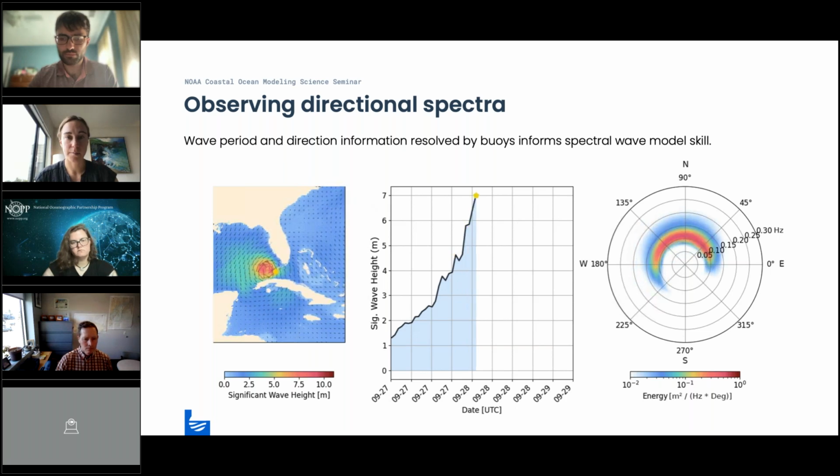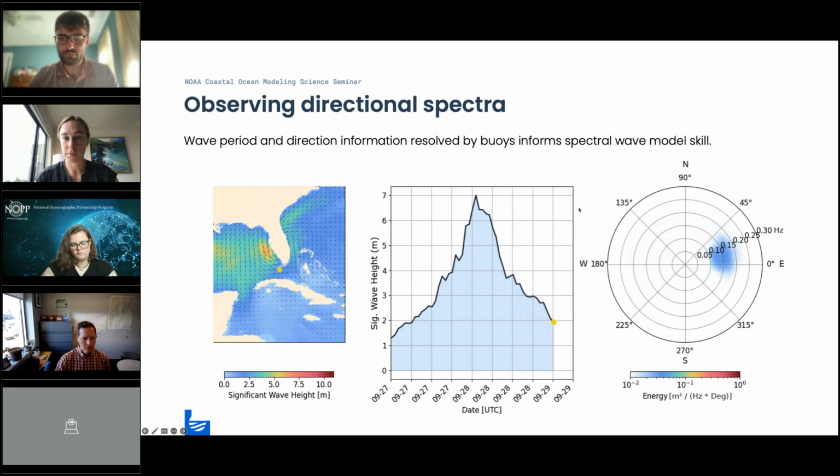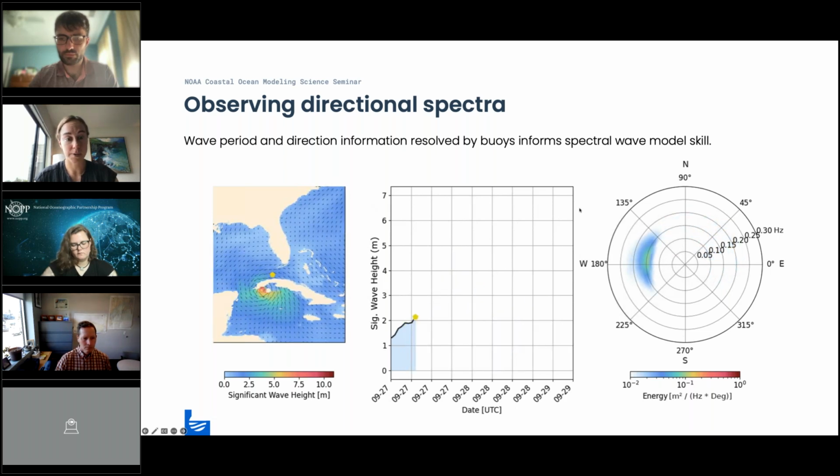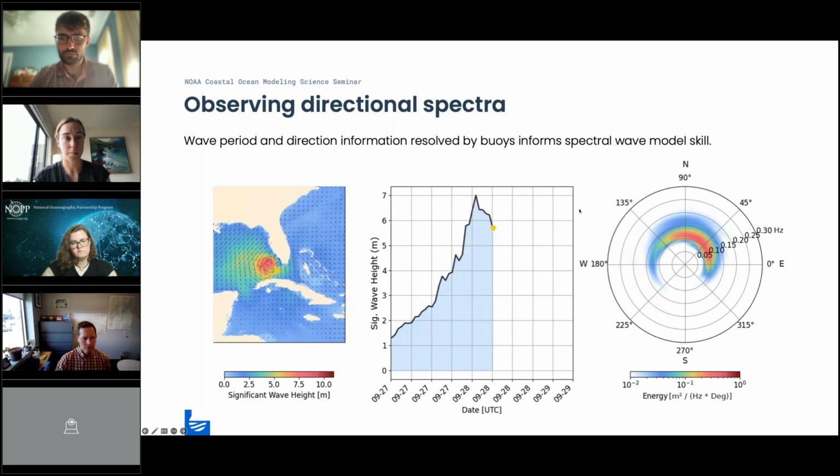And as you can imagine, properly capturing that in your wave model is really critical for your future forecast skill, particularly in these situations where you have such high variability over a small area. Next slide.